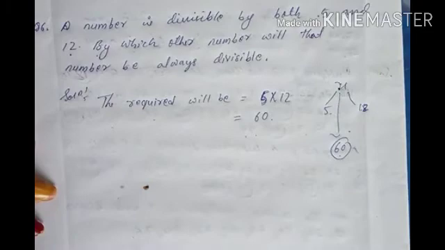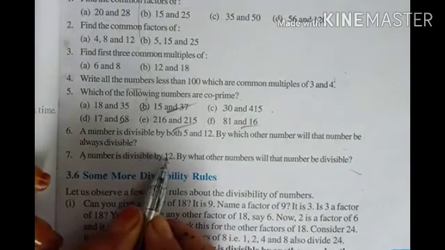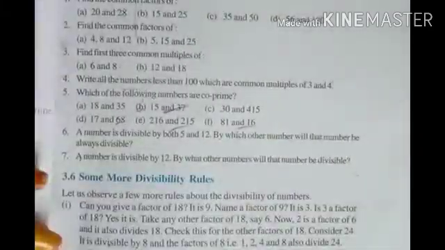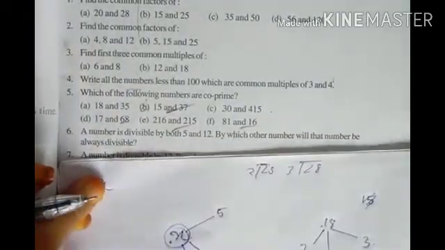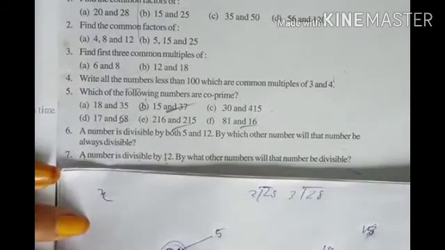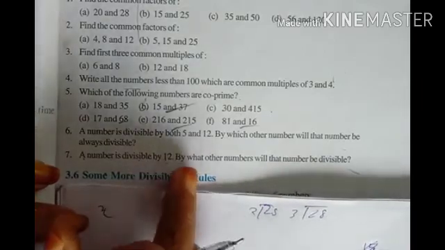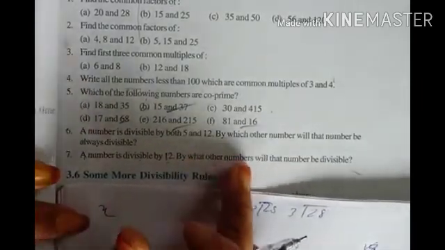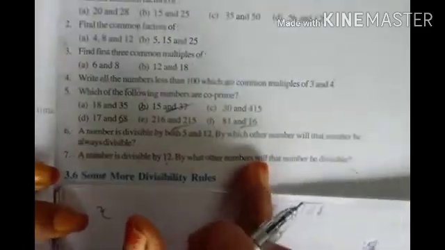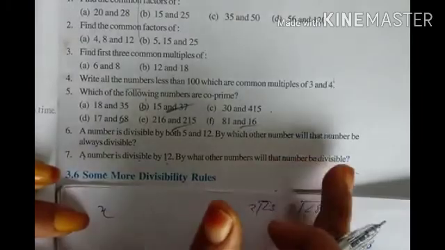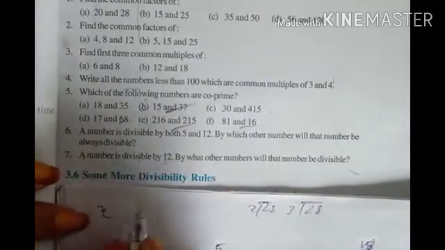Now come to the next question, question number 7. A number is divisible by 12. So what does a number mean? I will explain. There is one number x, and this number x is divisible by 12. By what other numbers will that number be divisible? Means by what other number?